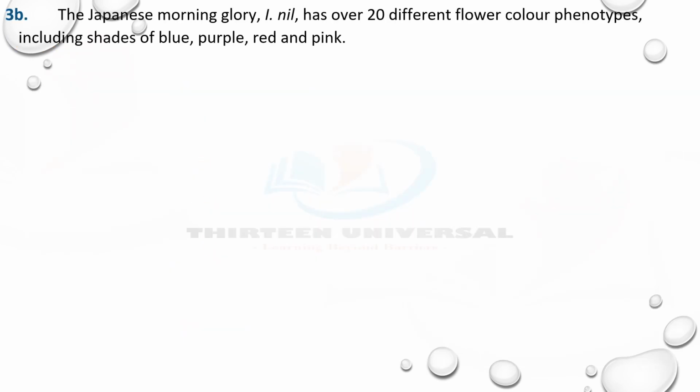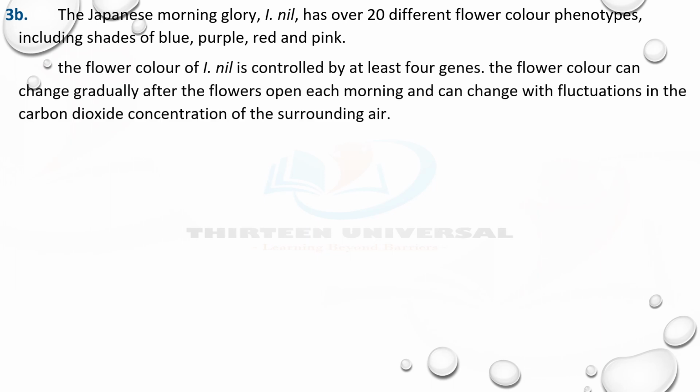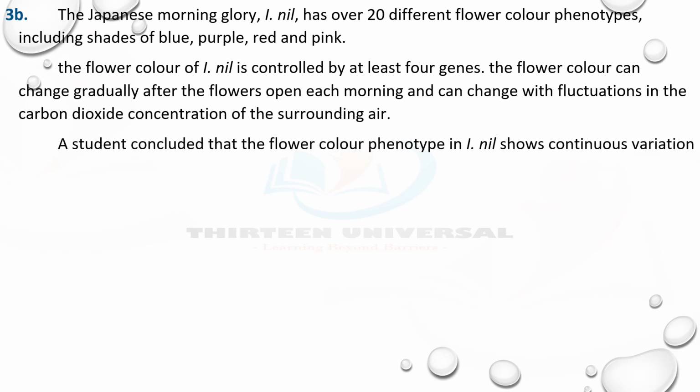The Japanese morning glory, Ipomoea nil, has over 20 different flower color phenotypes, including shades of blue, purple, red, and pink. The flower color of Ipomoea nil is controlled by at least 4 genes. The flower color can change gradually after the flower opens each morning and can change with fluctuations in the carbon dioxide concentration of the surrounding air. It is then concluded that the flower color phenotype in Ipomoea nil shows continuous variation.